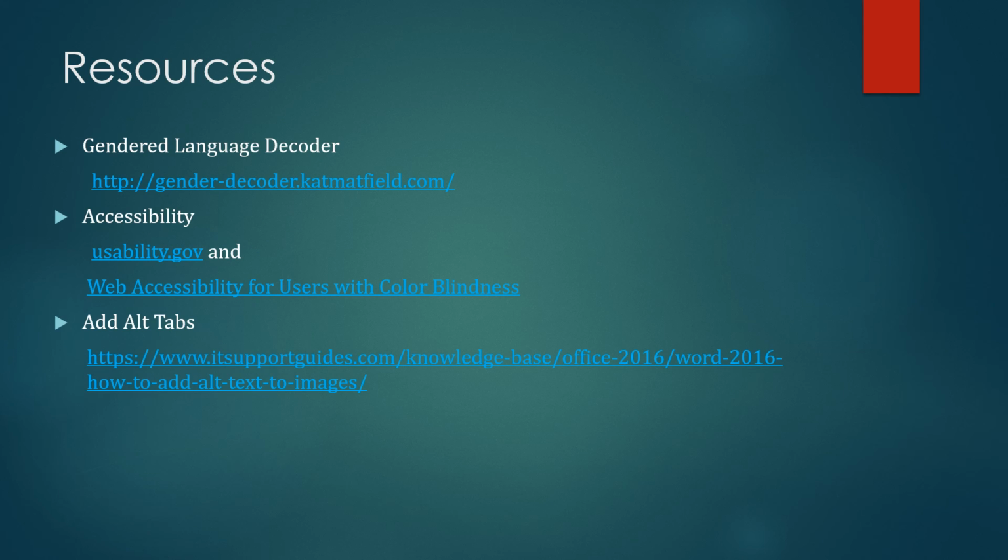Those were just some quick little tidbits for you, but there is an entire gender language decoder that you can check out there. There are some websites on how to make sure your document is accessible and the types of accessibility. And then also how to add your alt tabs are all listed there.